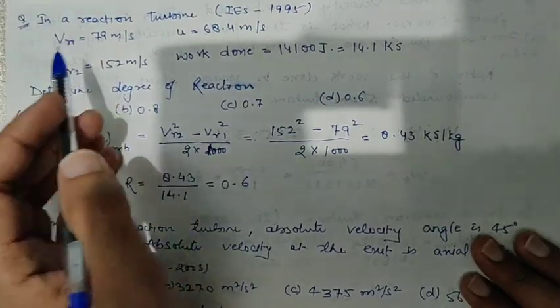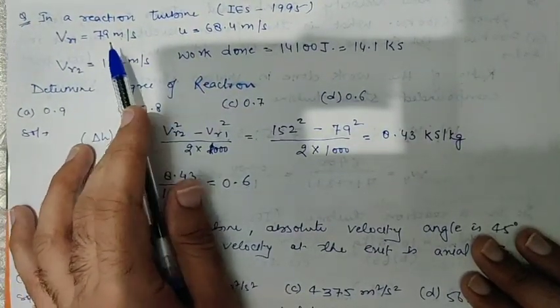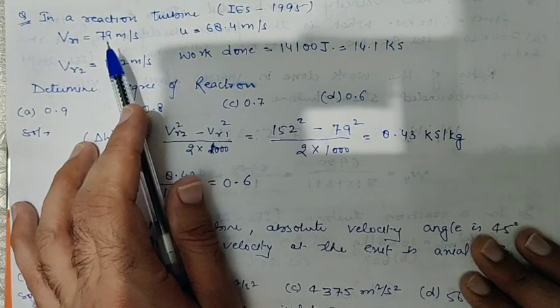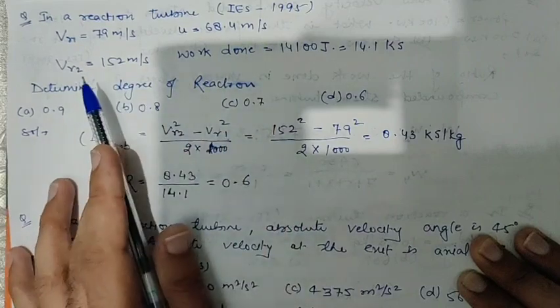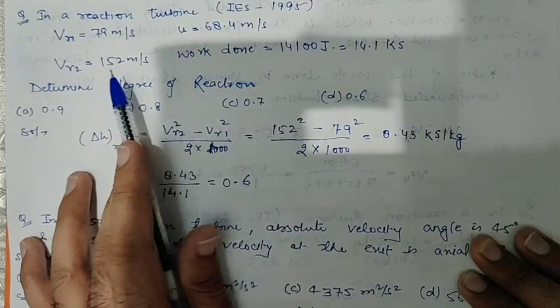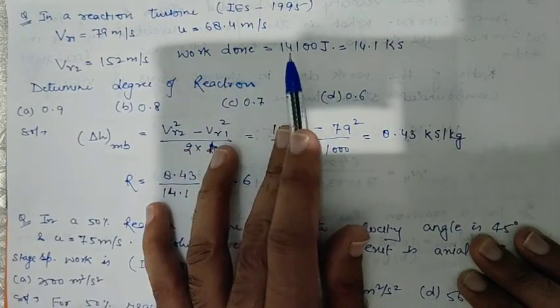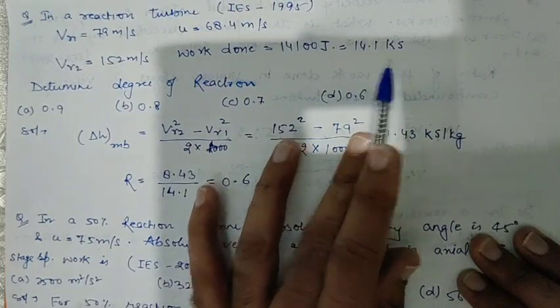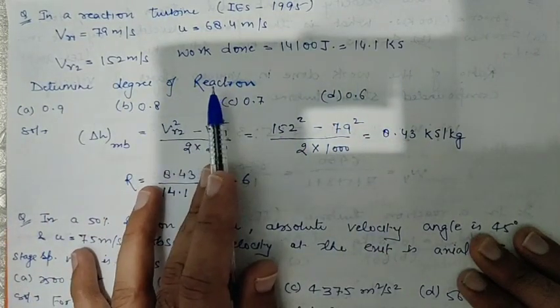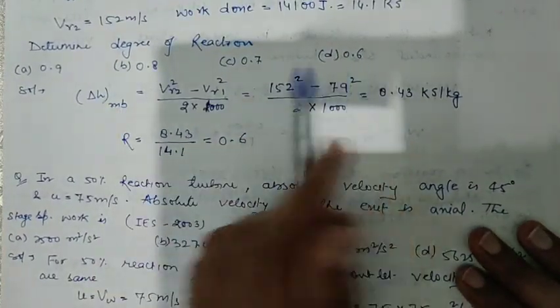Next question is, in a reaction turbine, VR1, this is the inlet relative velocity, is given as 79 meter per second, U is given as 68.4 meter per second, VR2, this is the relative velocity at outlet, that is given as 152 meter per second, and the work done is given as 14,100 joule, that is 14.1 kilojoule. So calculate the degree of reaction, and this question is related to IES 1995, and these are the options.